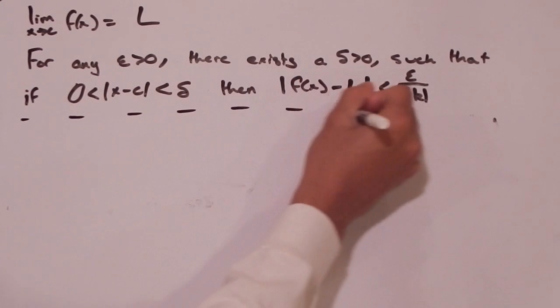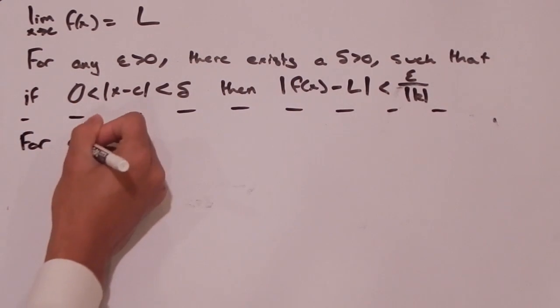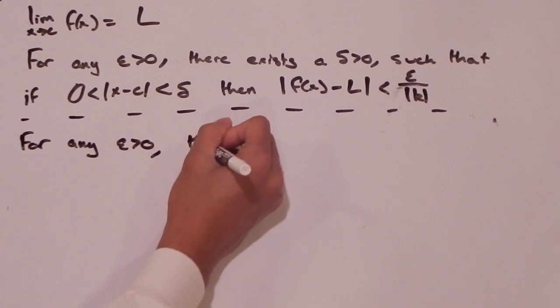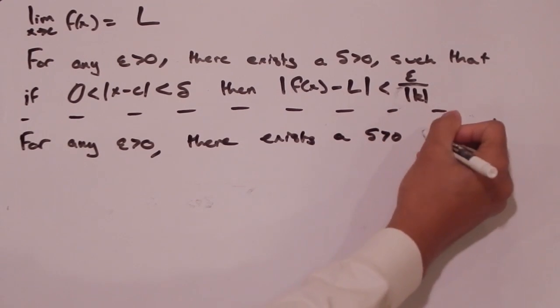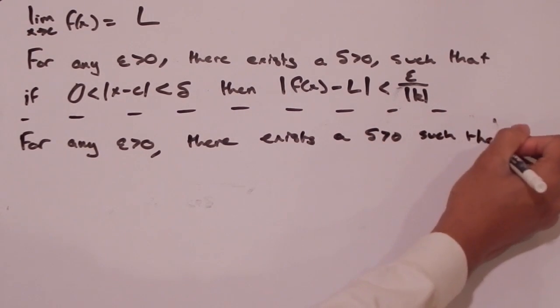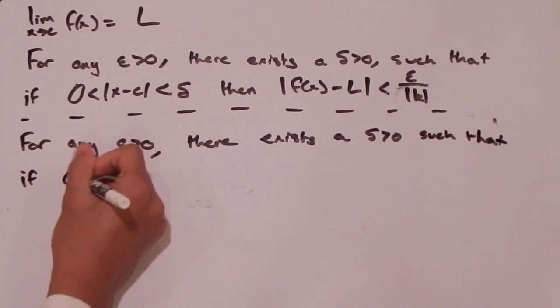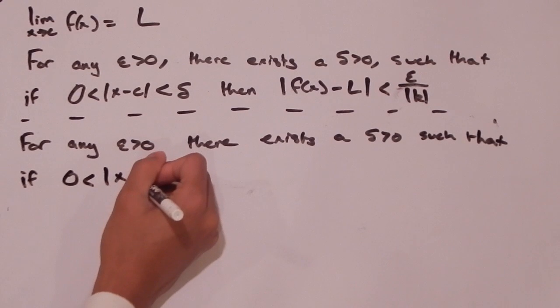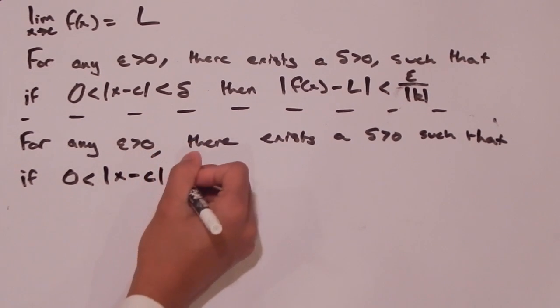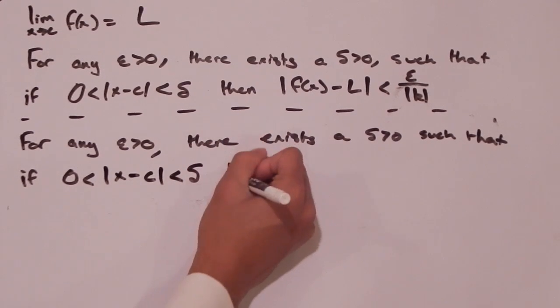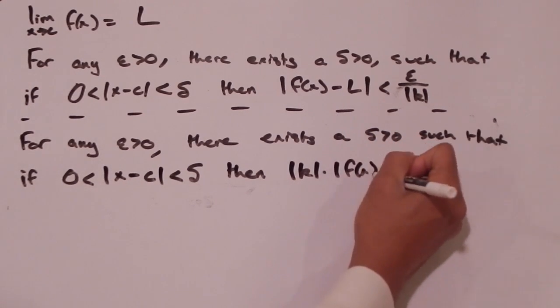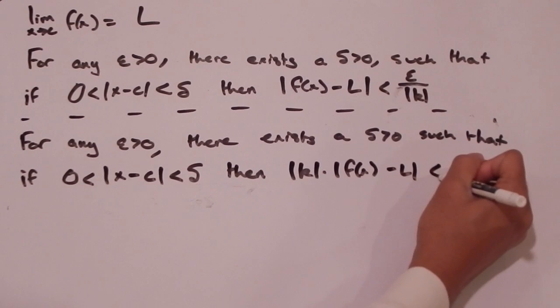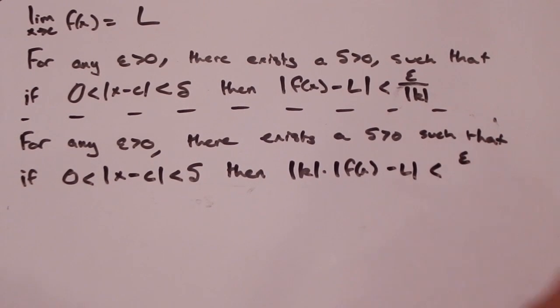So now I'm going to rewrite it, and I get for any epsilon greater than 0, there exists a delta greater than 0 such that if 0 is less than the absolute value of x minus c, which is less than delta, then the absolute value of k times the absolute value of f of x minus L is going to be less than epsilon. Well, it's just going to be epsilon because we're multiplying both sides by the absolute value of k.